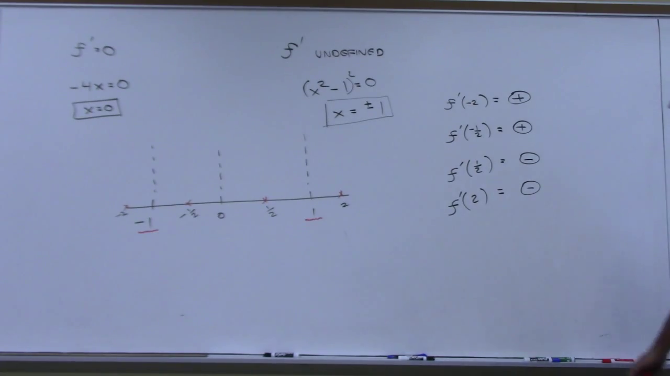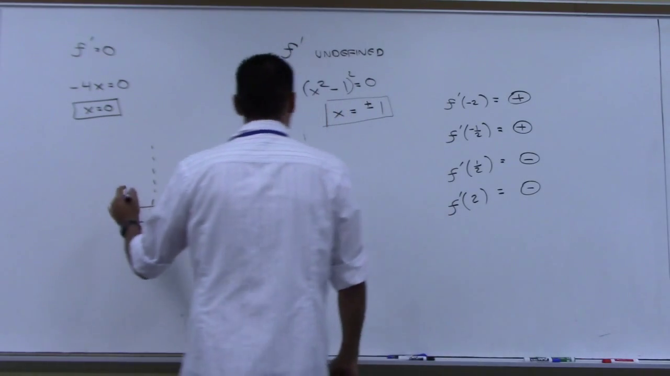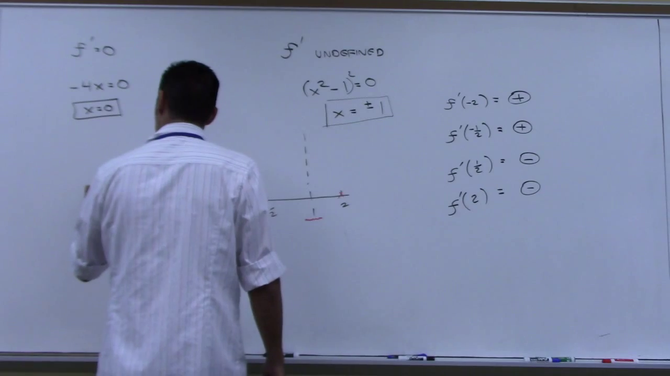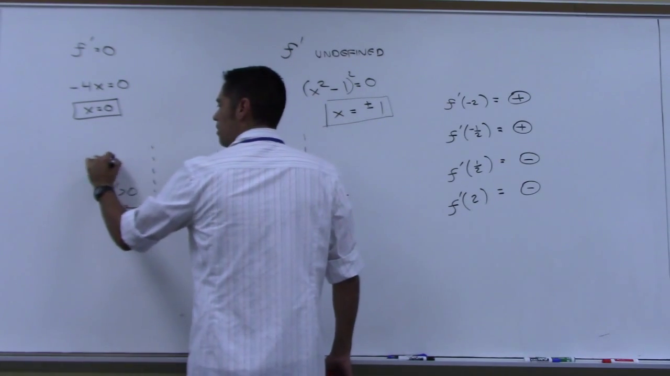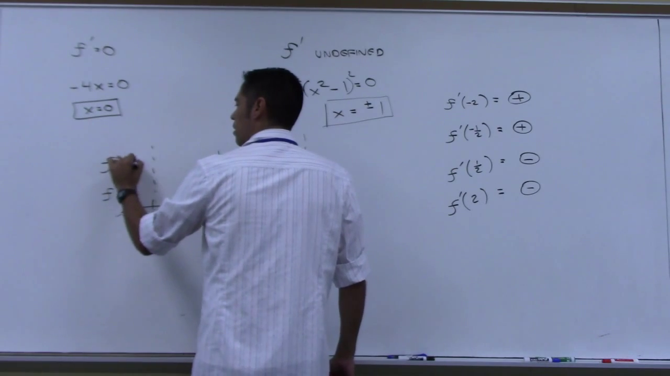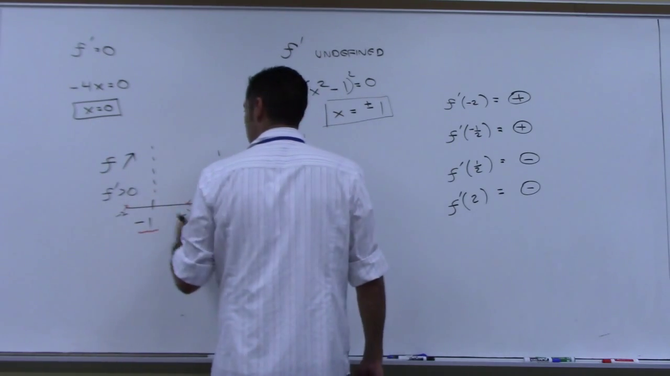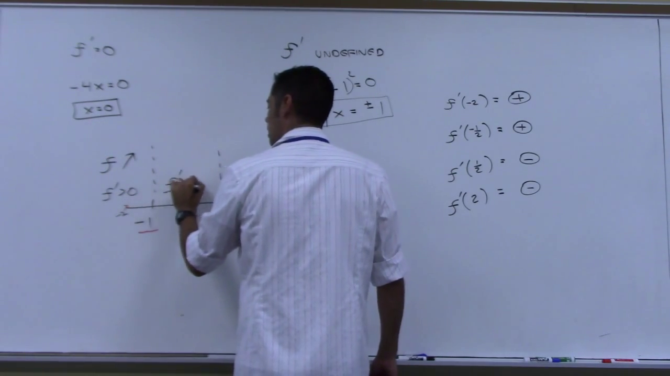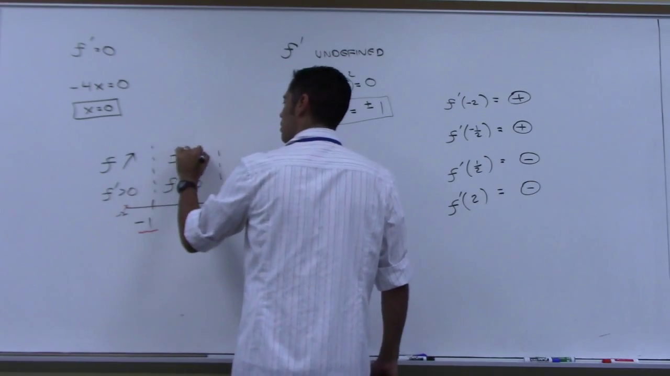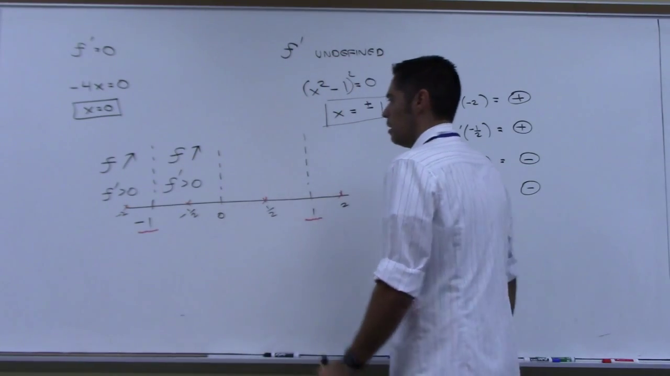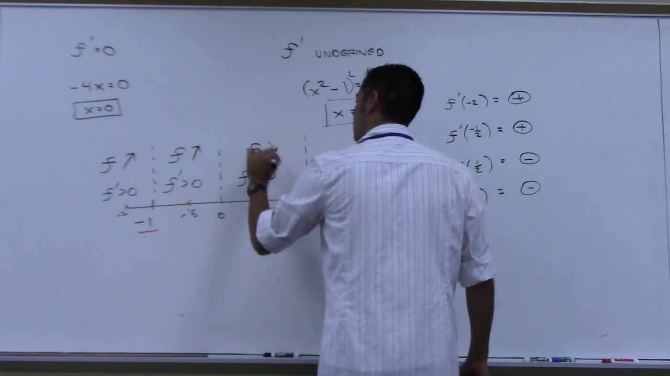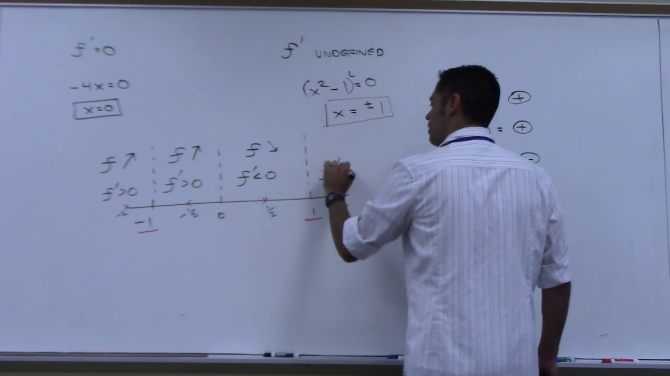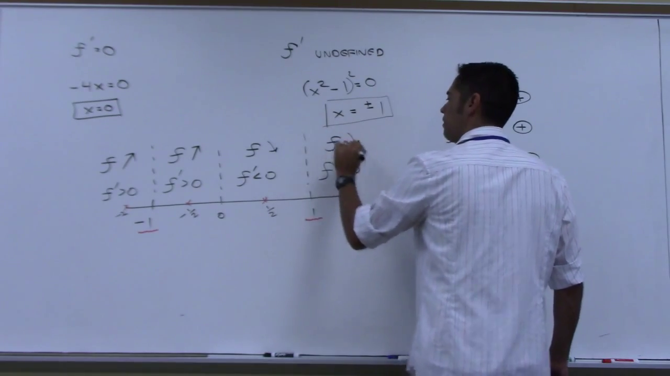So what this tells me is that over here my derivative is greater than 0, which means my original function is going up. Between here and here my derivative is greater than 0, which means my original function is going up. Here my derivative is negative, which means my original function is going down. Here my derivative is negative, which means my original function is going down.